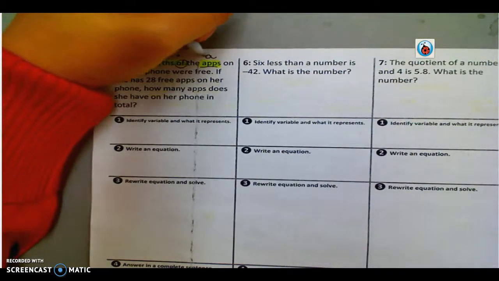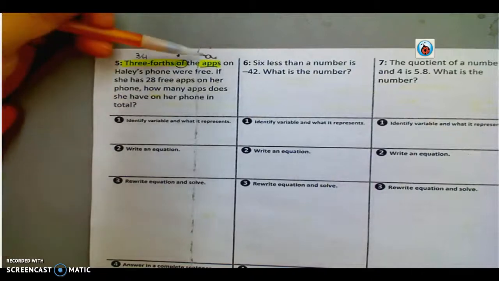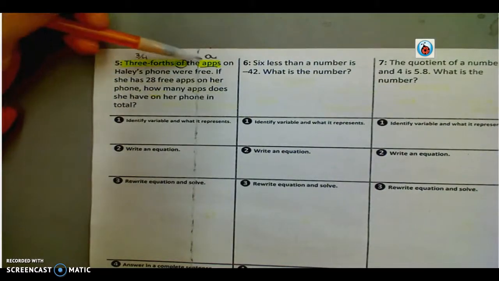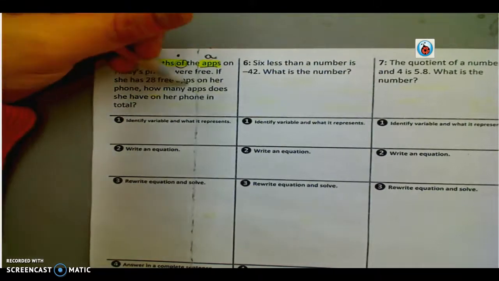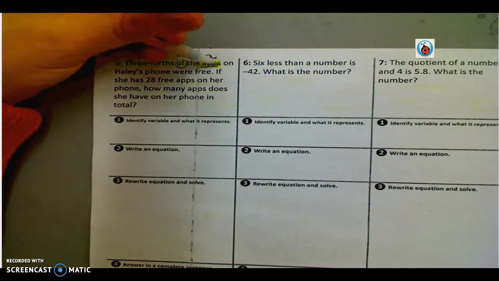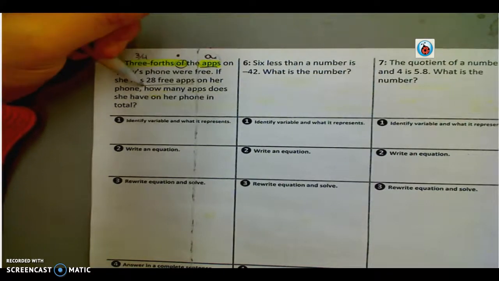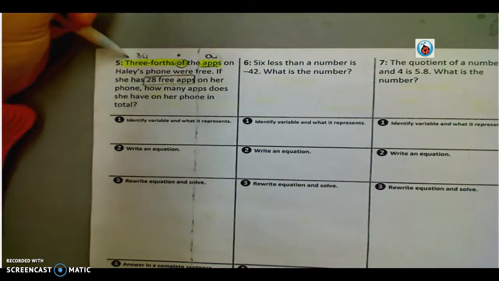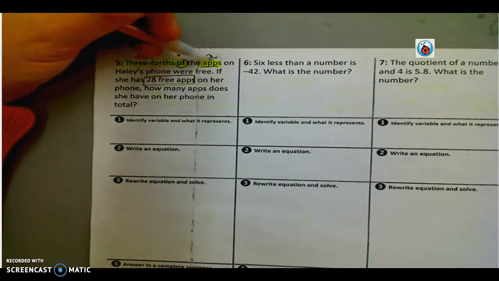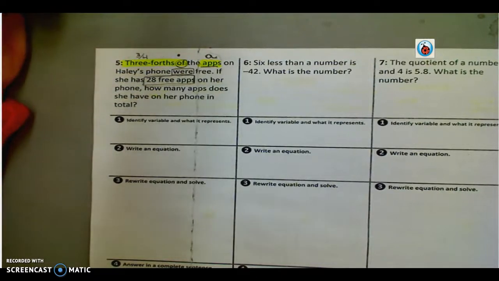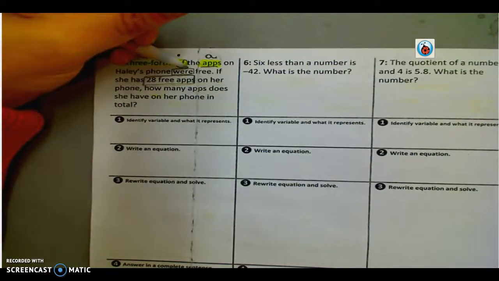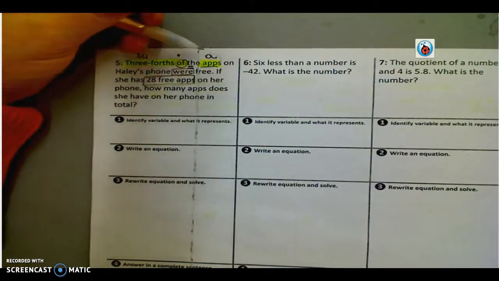So I'm going to put in an A. If I keep reading, I'll figure it out. But right now, I'm not sure how many apps. So 3/4 of the apps on Haley's phone were free. If she has 28 free apps, now again, notice this apps is out of her total. But this one says that she has 28 that are free. And going back, 3/4 of all of her apps are free. So this keyword were, it's like saying is, just past tense. So that's an equal sign. Were and is, free.